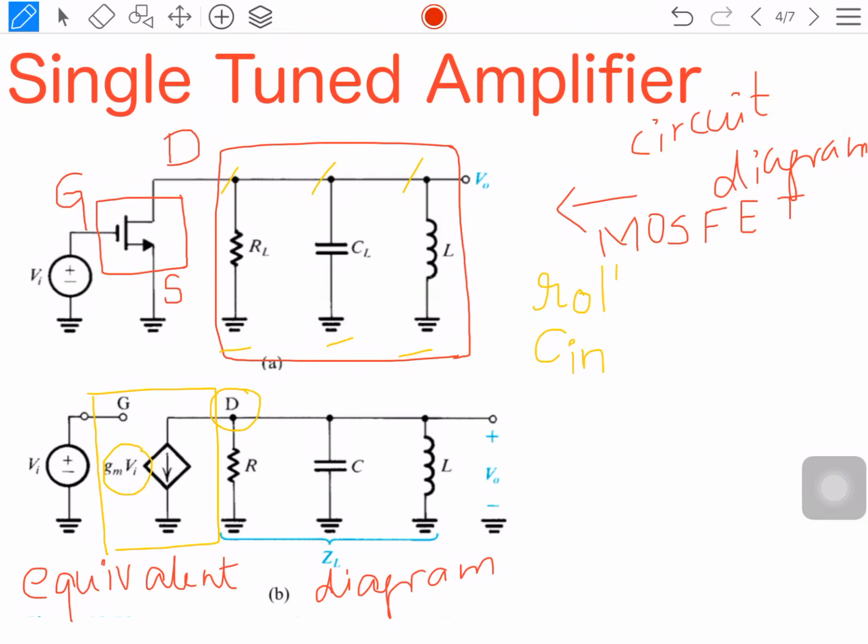Whenever this R0 is parallel to the RL, because they are present between the drain and the ground terminal, the parallel combination of R0 and RL is represented as R, and the parallel combination of the internal capacitance of the MOSFET with the CL is represented with the C. This is how we have placed the three passive elements R, L and C between the drain and the ground terminal. This is the circuit diagram and the equivalent diagram.